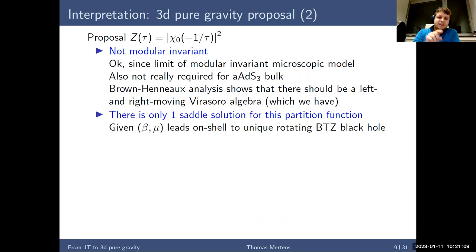It's related to the second comment that I was just about to make. So there's only one saddle solution, of course, for this particular partition function, unlike the entire SL(2,Z) invariant construction one might perform. And that means in this case that if I'm given a beta and a mu, so temperature and a chemical potential, we just get a unique rotating BTZ black hole for which the mass and the angular momentum match with the temperature and the chemical potential that I specified. So instead of giving you a conformal torus with just a modular parameter, I'm also giving you the information which cycle is time and which cycle is space, or where's the temperature and where's the chemical potential.